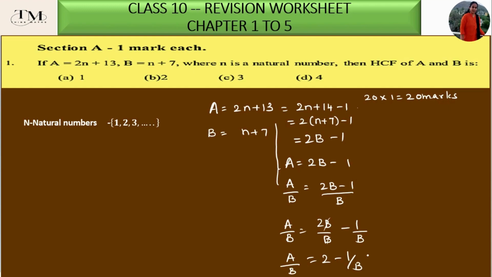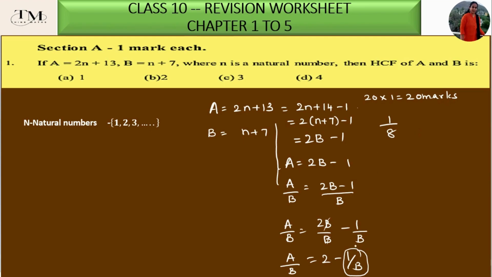Here what is b? b is the value n plus 7. So b is an integer. So 1 by b will not be an integer. Why? So b is a natural number. So b is equal to n plus 7. It takes the values 1, 2, 3. So if you substitute the values, b can take any positive value. Suppose if b takes 8, 1 by 8 will be a decimal number. So it will not be an integer.